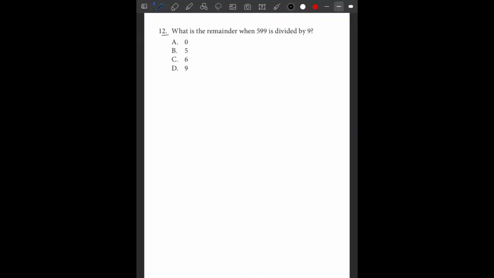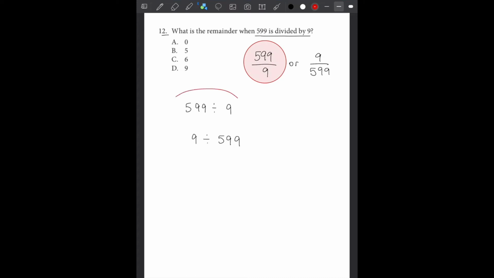Number 12 reads, what is the remainder when 599 is divided by 9? So this could confuse some people. They may think to do this, or they may think this, or this. In each scenario, this one is the correct option and this one is the correct option.